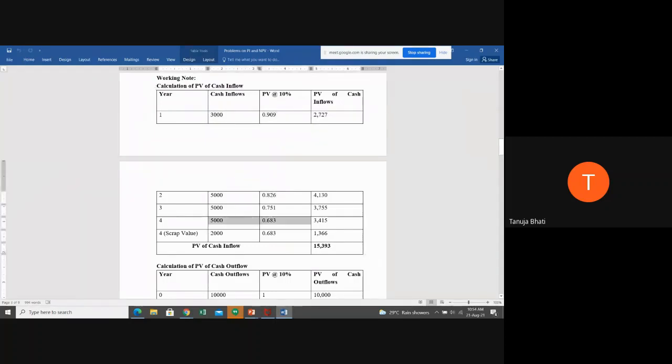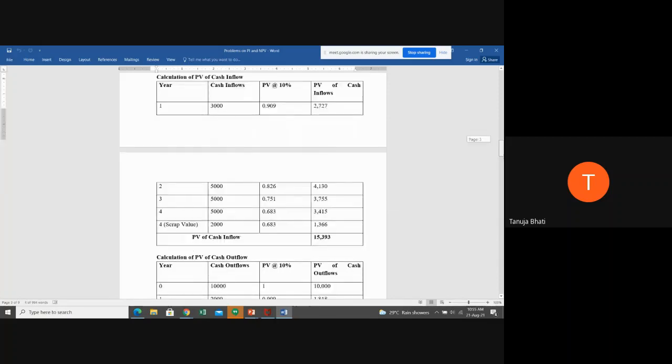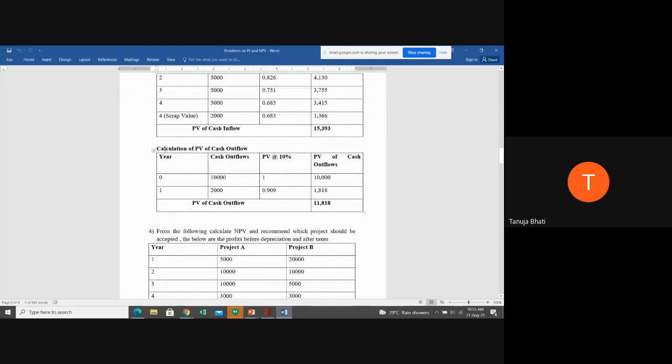Okay, next step is you have to multiply these two. Then you will get the PV of cash inflows. Take the total of PV of cash inflows. The total comes up to 15,393. That you have to write in your main answer. PV of cash inflows is 15,393. Next, you have to calculate PV of cash outflows. In my previous problem, we have already seen how to calculate PV of cash outflow.